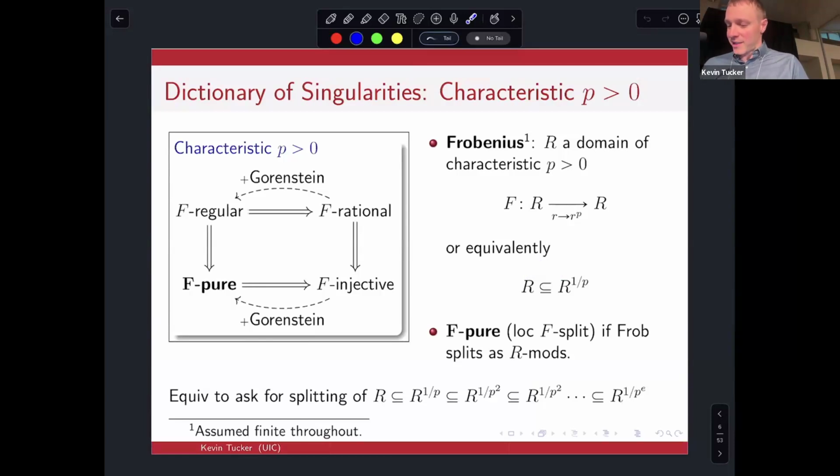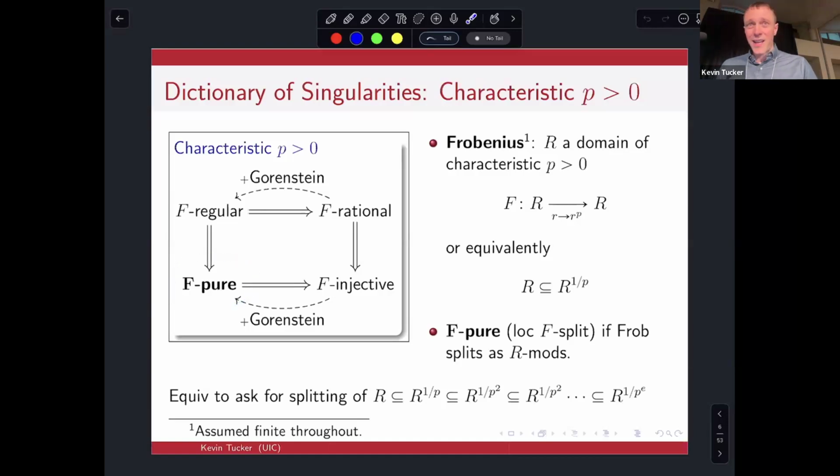Because Frobenius is an endomorphism, most of the techniques come down to iterating it as many times as you can. So if the larger iterates of Frobenius split, of course, I can compose with the inclusions here to get a splitting of the first one of Frobenius. Okay. So as I said, that's the first term that I've talked about, F-pure, on the diagram.